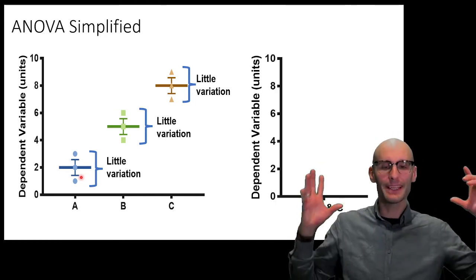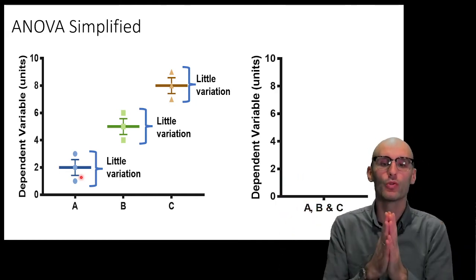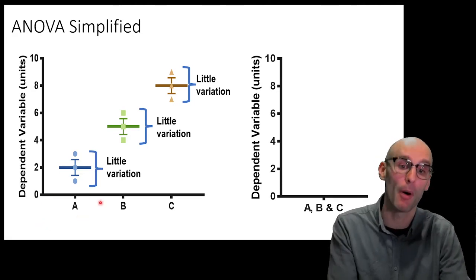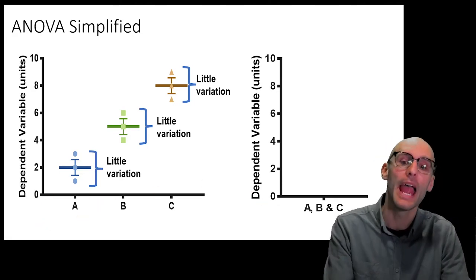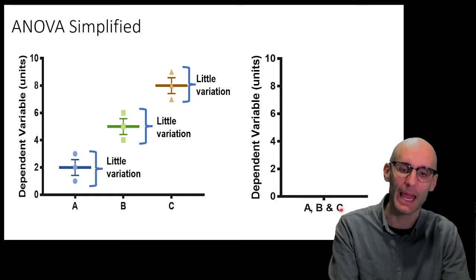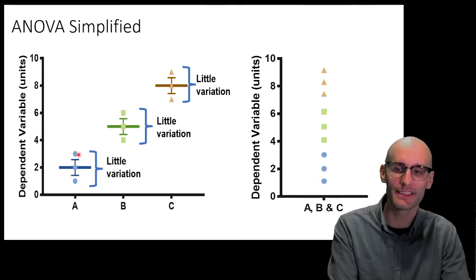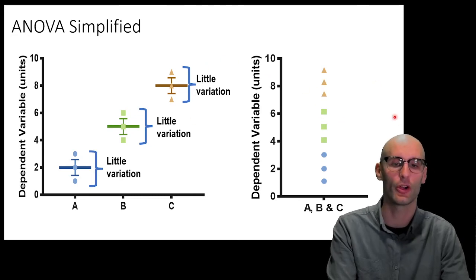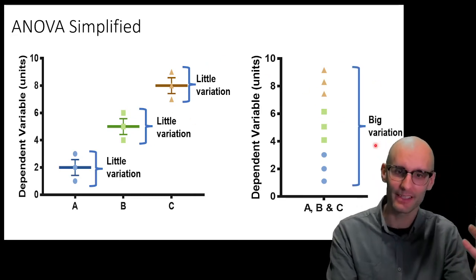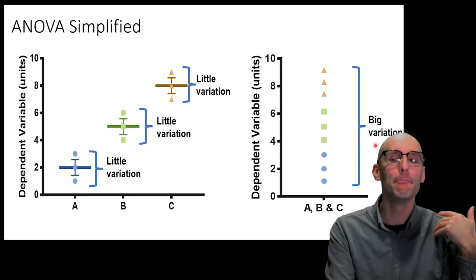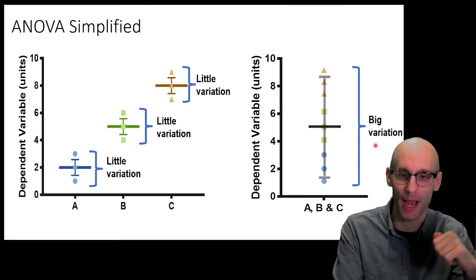But what happens if we take that data and we just lump it all together? So we don't break it up by our explanatory variable, and we now group it all together. So this is A, B, and C on a single plot. Here you can see each data point has just come across here, over here, and it's color coded for you. Now, what's happened to the variation? We've now got massive variation when we combine our data.